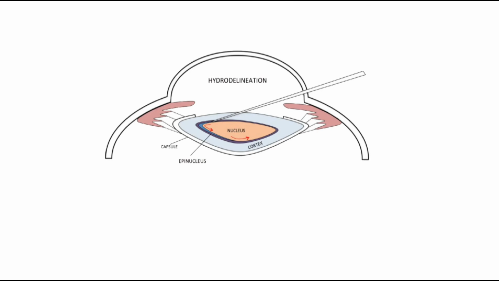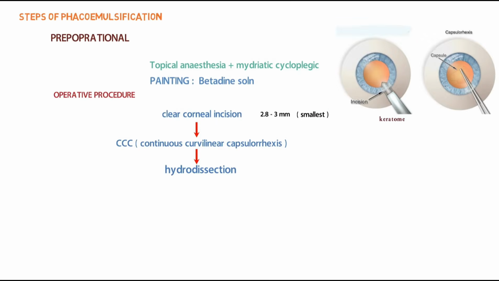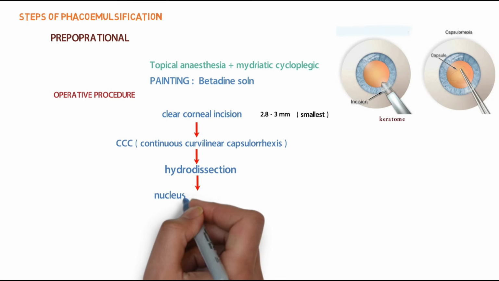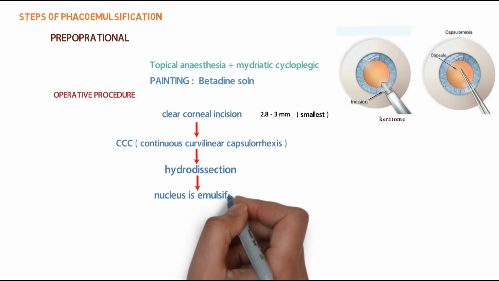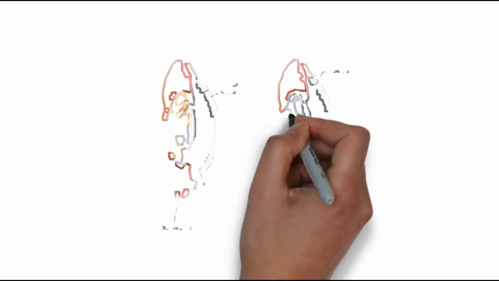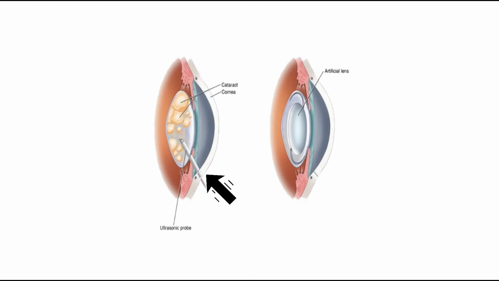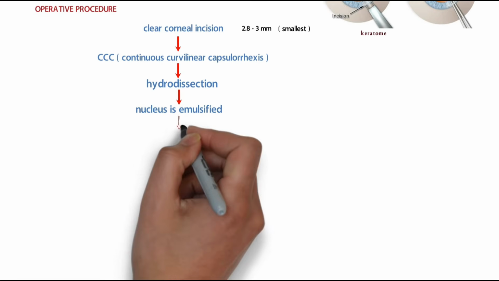Due to this, there is a separation of the cortex from the capsule, right? This process facilitates the nucleus rotation. After that, we are doing emulsification of the nucleus. In emulsification of the nucleus, look over this diagram. This is the titanium needle, which vibrates by a piezoelectric crystal, and it vibrates at ultrasonic speed, about 40,000 times per second, and that's why there is emulsification of the lens. So here we have the emulsified lens.